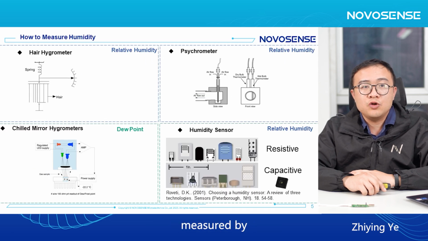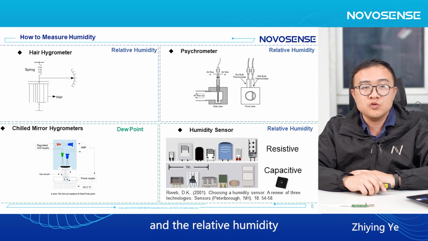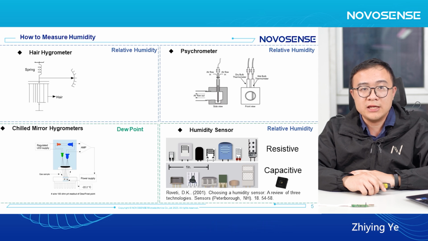Humidity can be measured by a series of methods. For example, the traditional hair hygrometer. In this method, after absorbing water vapor, the hair will shrink to a certain extent, and the relative humidity can be determined by the shrinkage. In industry, thermostats typically are designed with a hygrometer using the wet and dry bulb method. The wet bulb will evaporate and experience a temperature drop, and the temperature difference between wet and dry bulb can be used to measure the relative humidity.